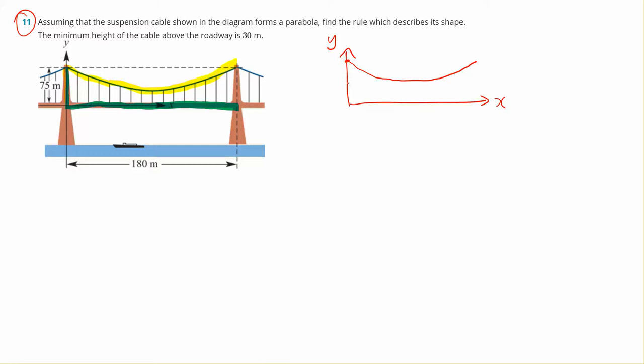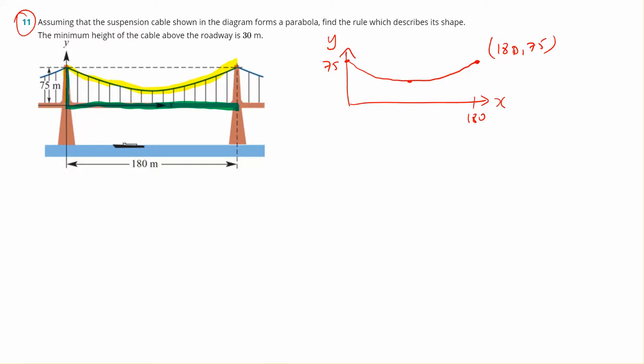Now, I know that from the roadway to the top height of the cable is 75 meters, so that must be the y-intercept. That's 75. I know that the length of the cable is 180, so that's 180 here. So this end point here must be (180, 75).